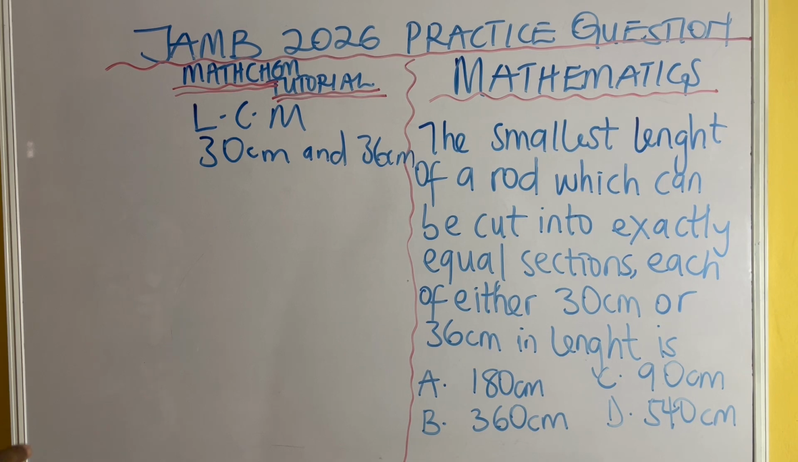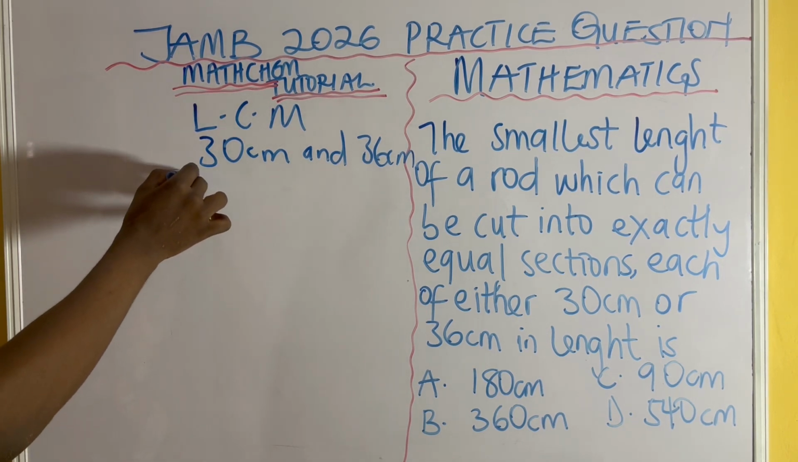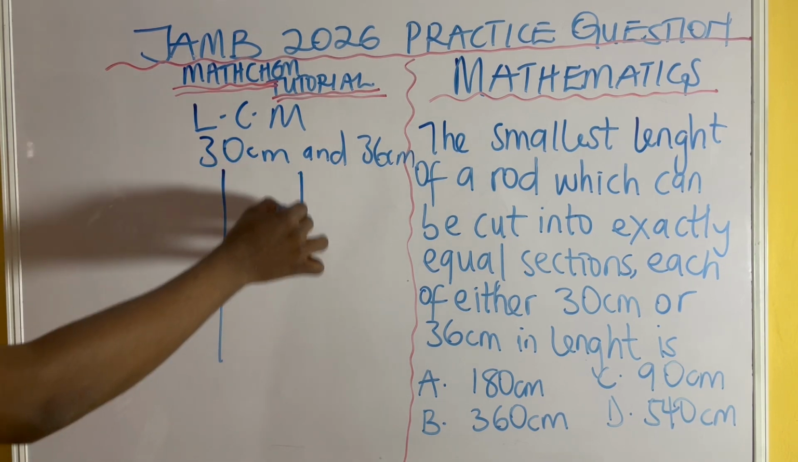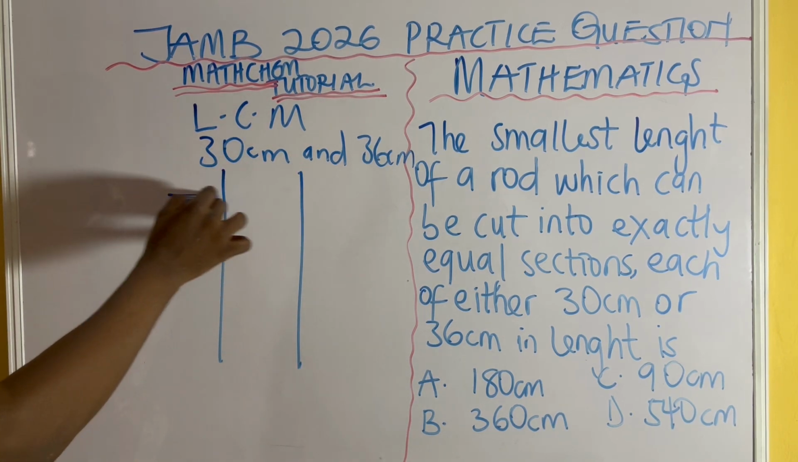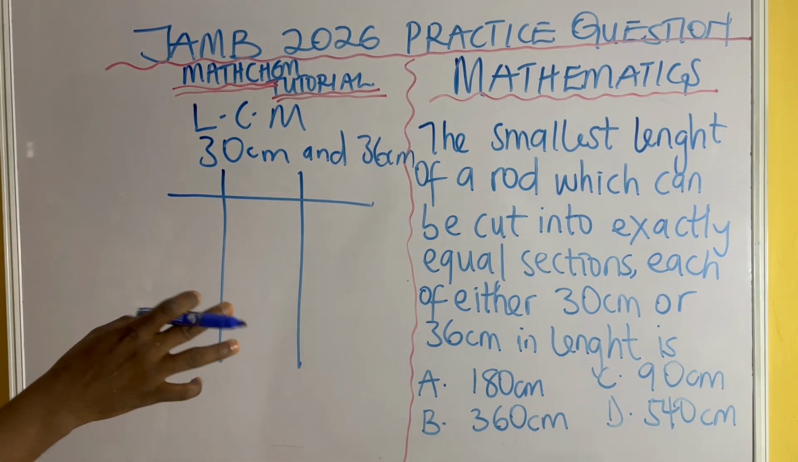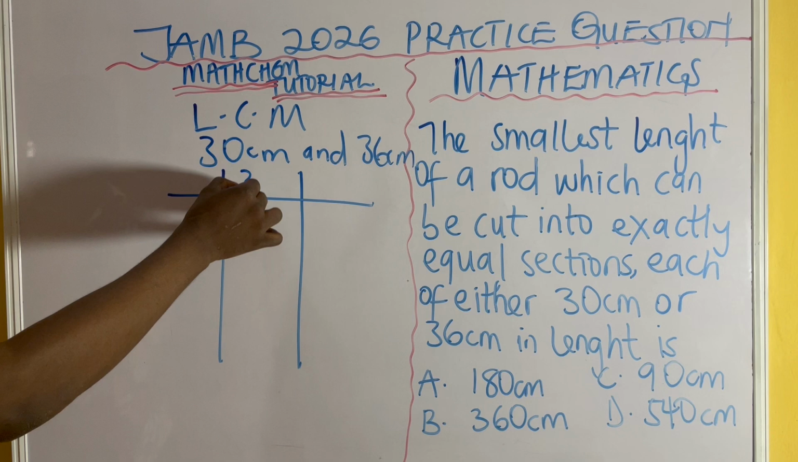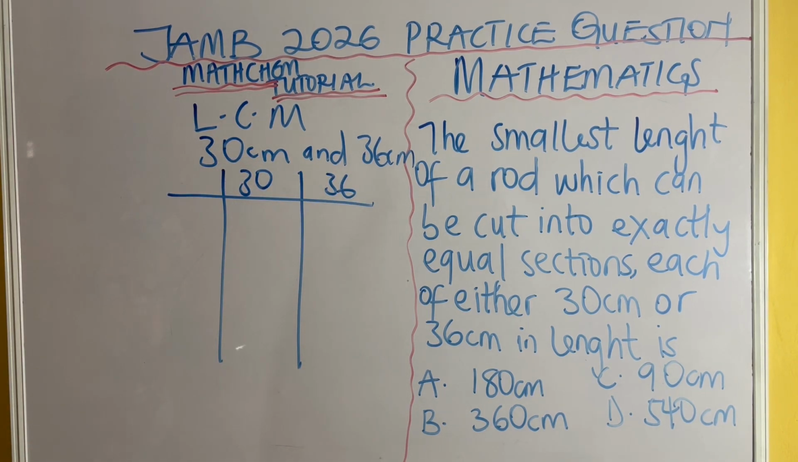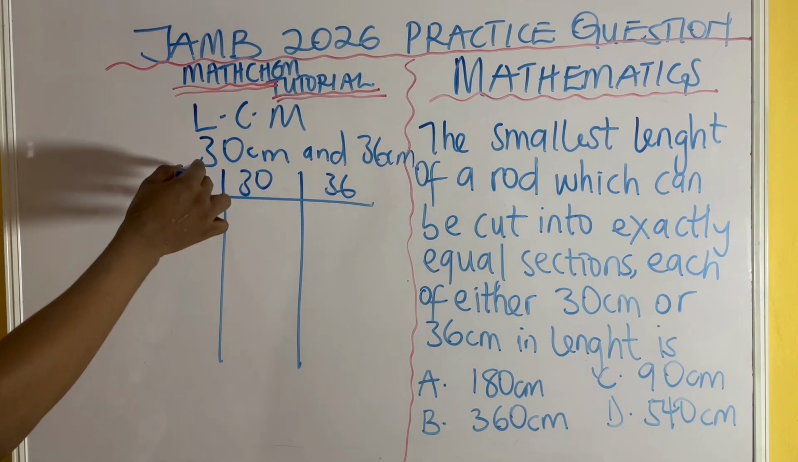Now, what's the LCM of 30 and 36? Let me go in an easier method. The basic way to calculate LCM is by writing 30 here and 36 here. Your teacher will teach you that you start from the lowest number first. That's still the best thing to do. So you start from the lowest number, which is 2.